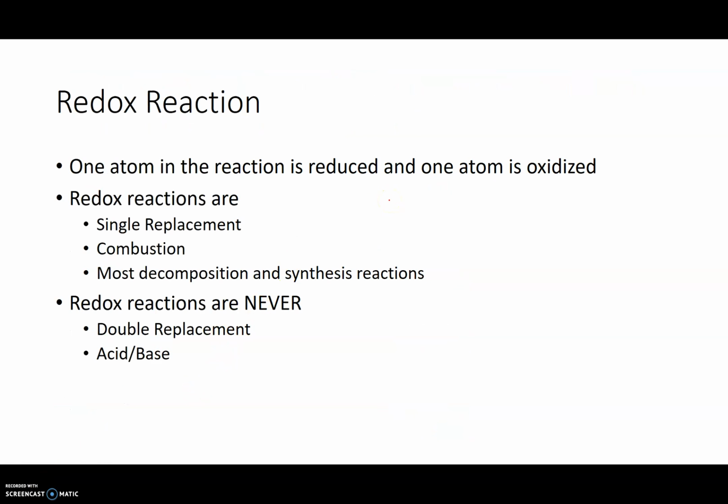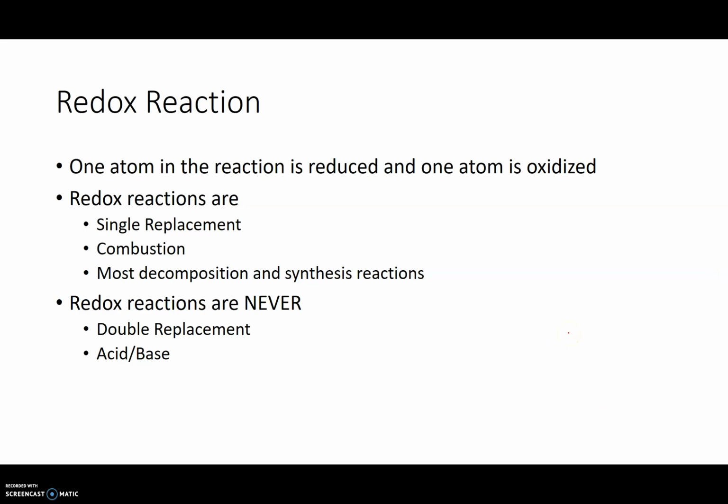So, we're going to take a look at redox reactions in more detail when we get back from break. But in a redox reaction, one atom is reduced and the other atom is oxidized. Examples of redox reactions that we've seen are single replacement reactions, combustion reactions, and most decomposition and synthesis reactions.